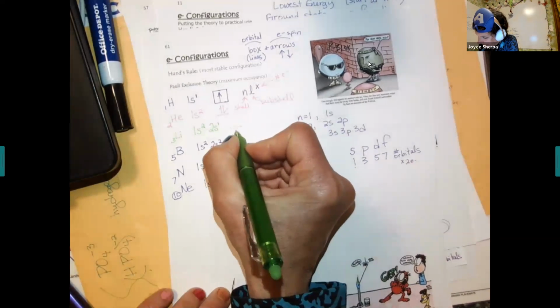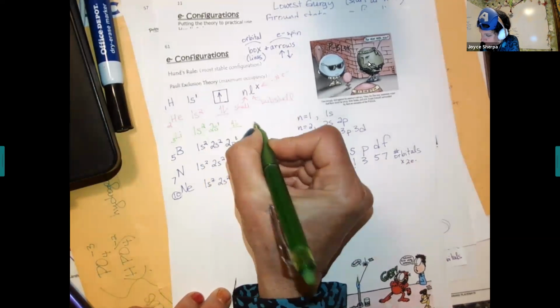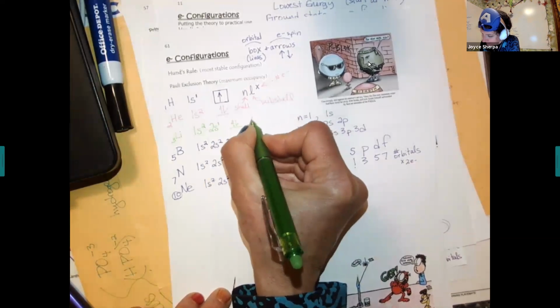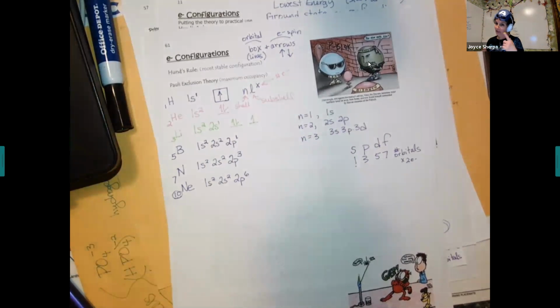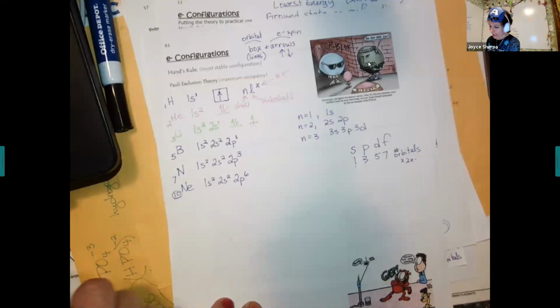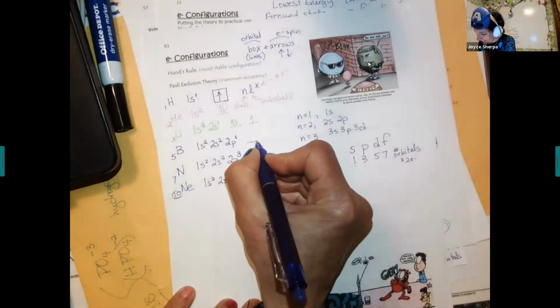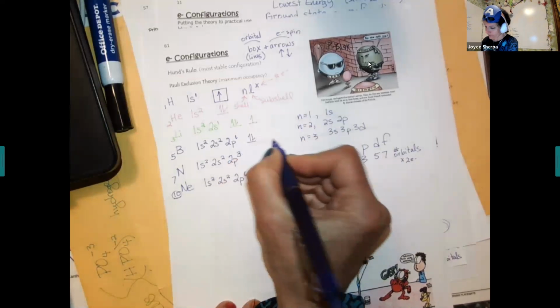So on this one, here's our 1s, which has 2 electrons, and then our 2s just has 1 electron. If there's only 1 electron, you have a choice, because the electron has a choice. It can spin clockwise or counterclockwise. It doesn't matter. It will matter eventually. All right. So for boron, that's my 1s, which has 2 electrons.